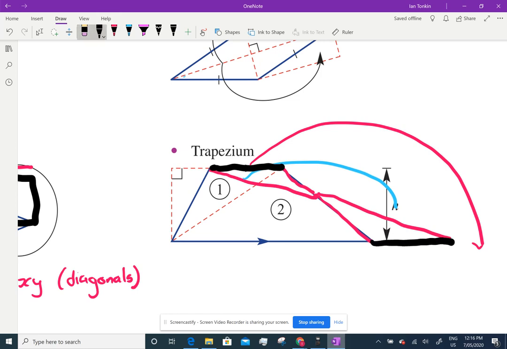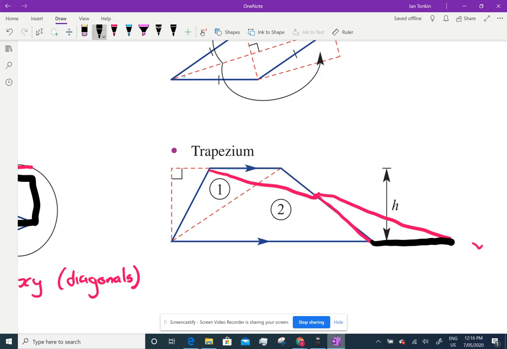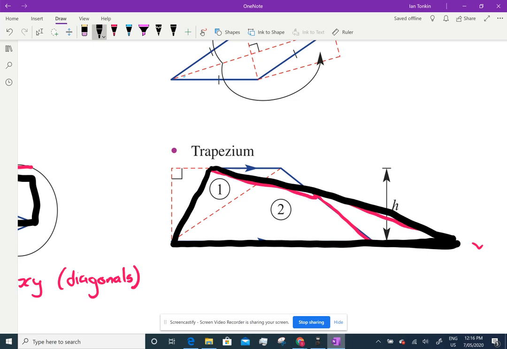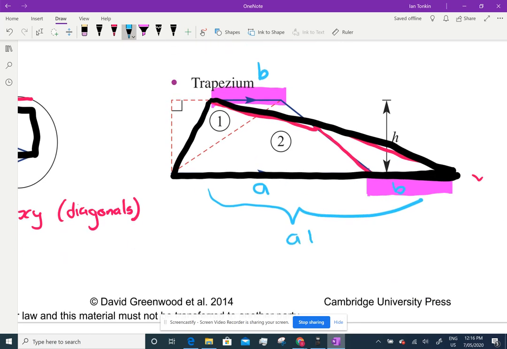Now what have I got? Well, let's get rid of some of this stuff so we can see. I've got one big triangle where this distance is the same as this distance. Let's label that B. And this distance is A. So this whole distance, remember that's B, is A plus B.